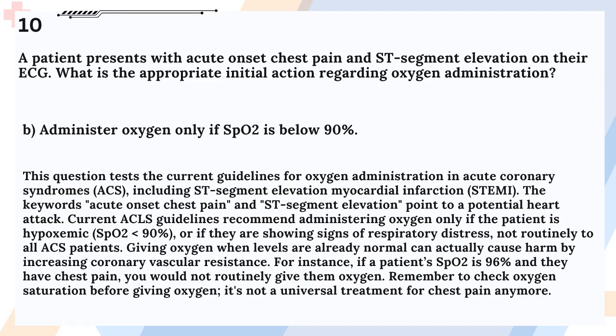For instance, if a patient's SpO2 is 96% and they have chest pain, you would not routinely give them oxygen. Remember to check oxygen saturation before giving oxygen. It's not a universal treatment for chest pain anymore.